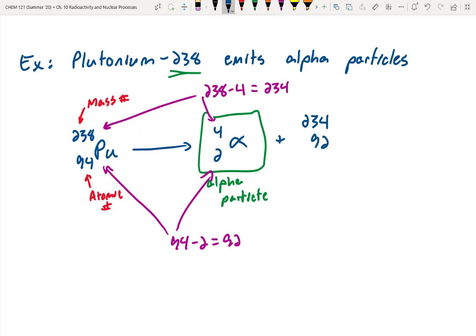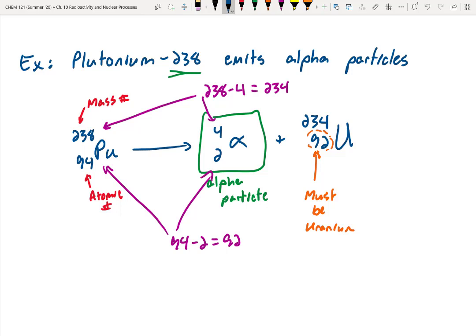Okay, so now we'd have to go to our periodic table, and I'd say, well, right here we've got 92, right? What element has an atomic number of 92? Well, this must be uranium, right? Because uranium is atomic number 92. So then I could put in the element symbol U for this one. So this is kind of what I mean by balancing equations.